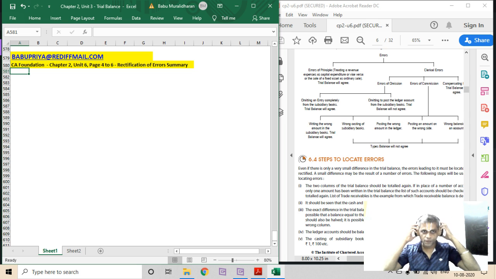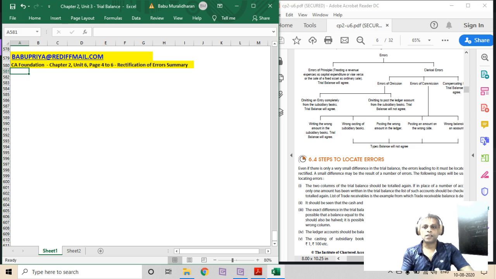Let's summarize the rectification of errors. We have host and host of problems and solutions in case of rectification of errors, so we'll try to attempt that in the subsequent classes. But let's summarize the rectification of errors now, so that we can go into depreciation and its impact. So what is depreciation, etc.? Let's go into that now, and we'll come back and solve all these questions and problems and solutions.